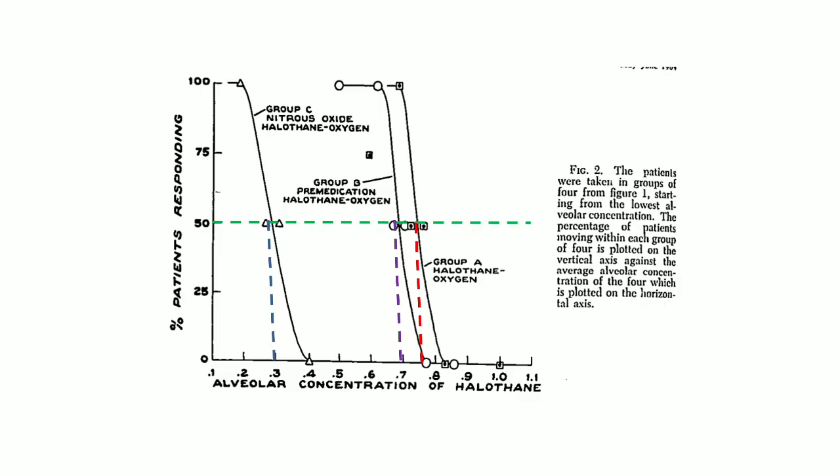Note that the range from everybody moving to nobody moving was quite narrow. There was no movement at 0.78% in Group A but all but one patient moved at 0.73%. This means that the dose response curve for the volatile agent is extremely steep, with a very narrow range between everybody moving and nobody moving. And I want you to remember this curve for future reference. It's extremely important.